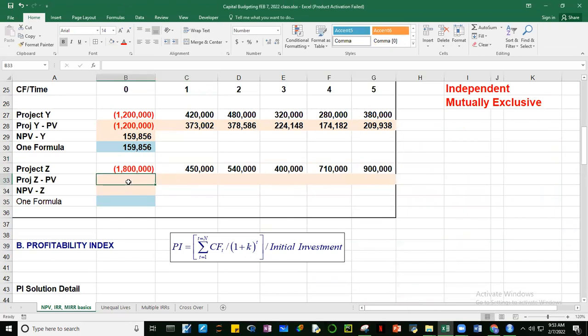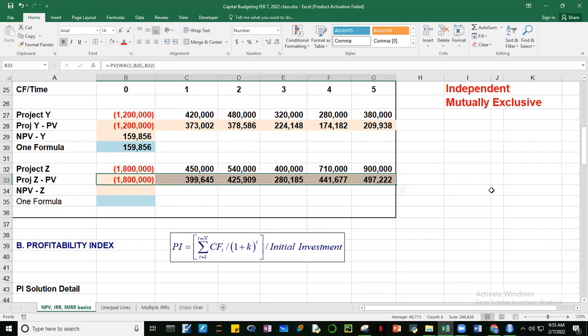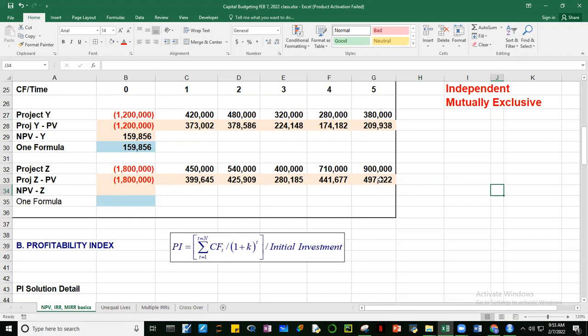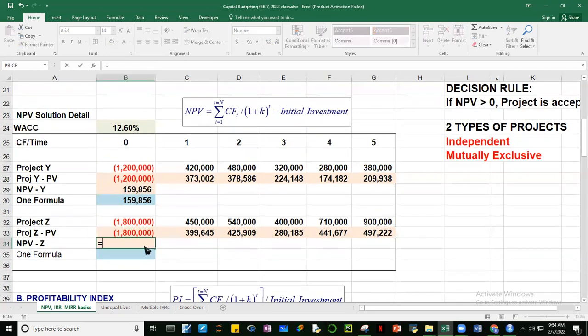The same formula: equal to negative PV. Then the rate is your WACC. The NPER is this amount, 0, no PMT, and then the future value is your 1.8 million. Just the same formula as above. So we now have the present values. So 900,000 in 5 years' time is equivalent to 497,000 now, assuming the rate of return is 12.6%. So we can add these figures now.